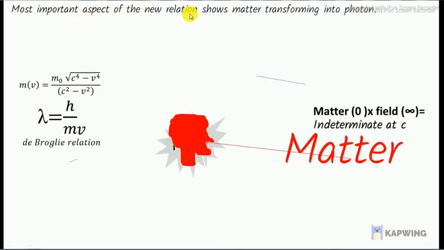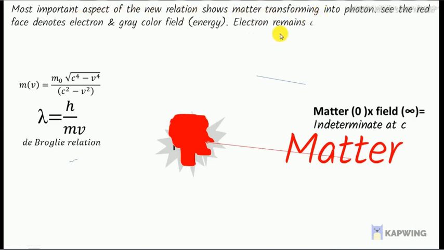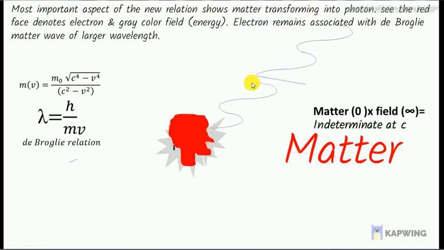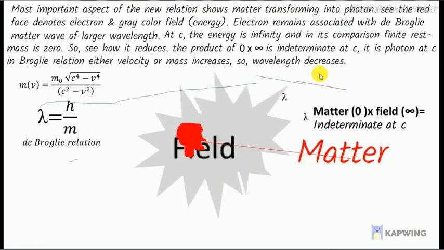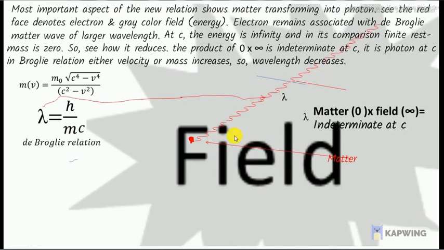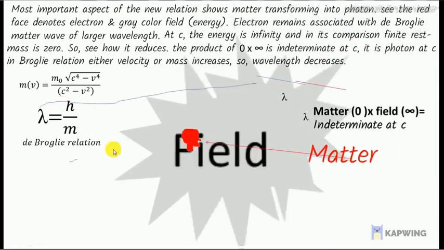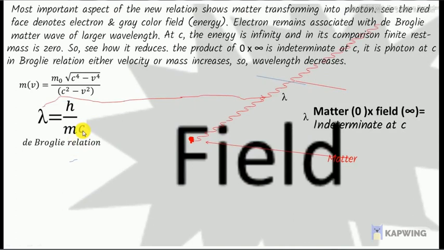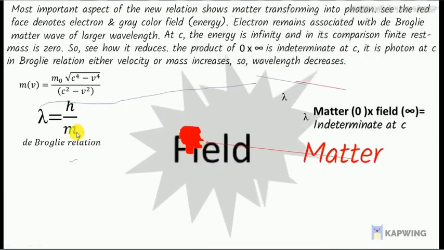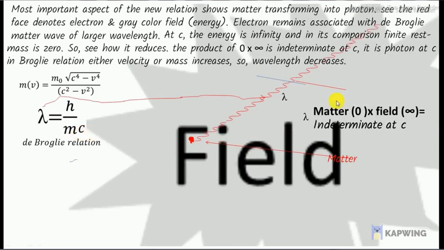The most important aspect of the new mass-velocity relation shows matter transforming into photon. See, the red denotes the electron and gray the field. The electron remains associated with a de Broglie wave. This is a matter wave of large wavelength. At C, the energy is infinity, and in its comparison, finite rest mass is zero. So, see how it reduces. The product of 0 into infinity is indeterminate at C. It is a photon at C.